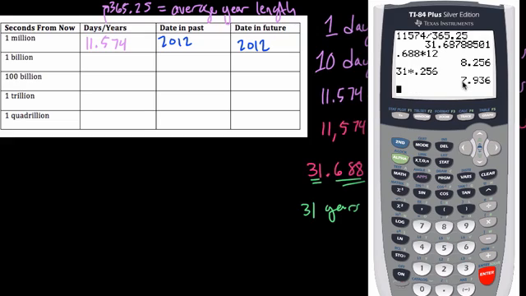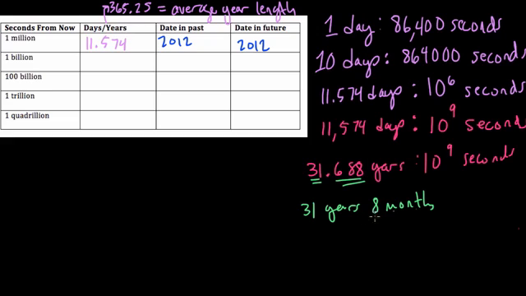So 7.93 days. We can keep going in this process to get hours, minutes, seconds, and so forth, but I'll settle here for 8 days. So 31 years, 8 months, and 8 days. And that is a billion seconds, so 10 to the 9 seconds.